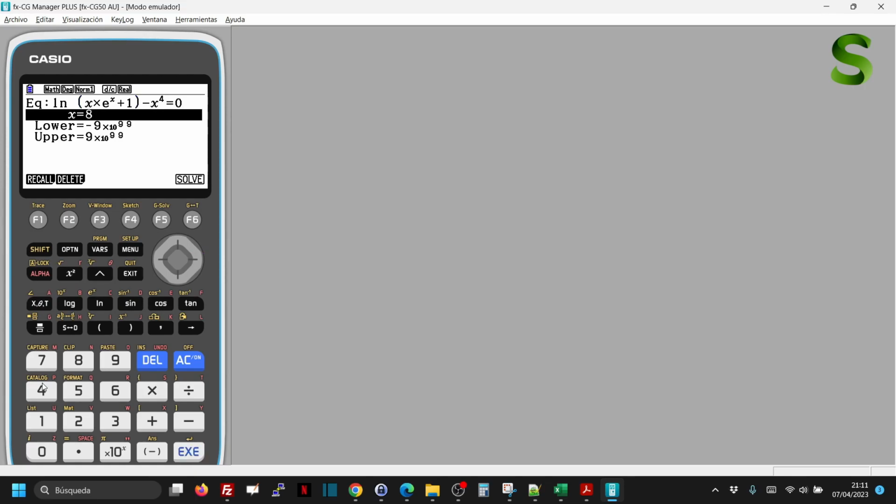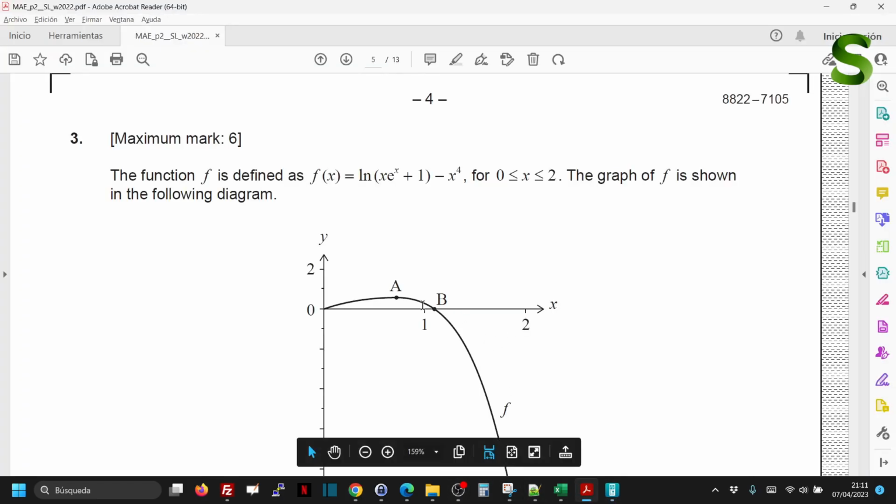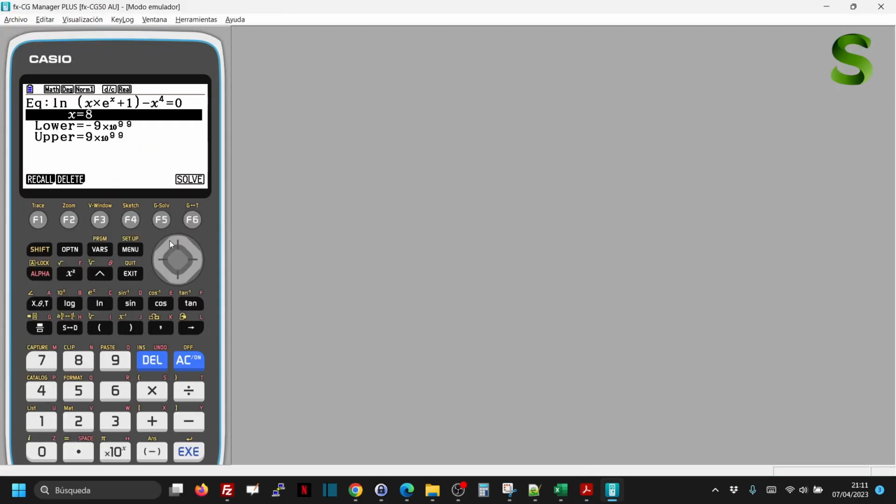Okay, so again it will ask for a starting point. So I could just write anything, but I know that my starting point should be 1 because this is near 1. So I can be a bit clever and write 1, click on enter, solve, and I get there my solution, 1.0988, which would be 1.10 for the solution of the IB.